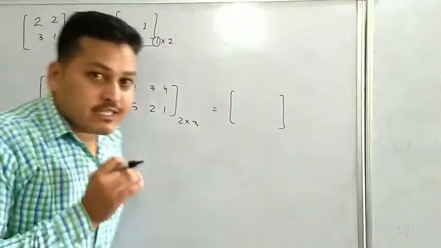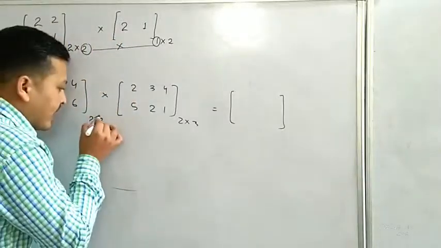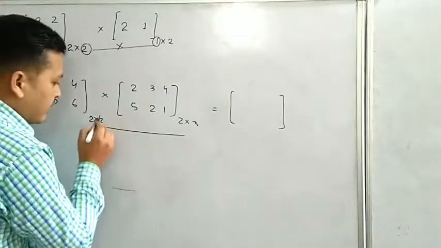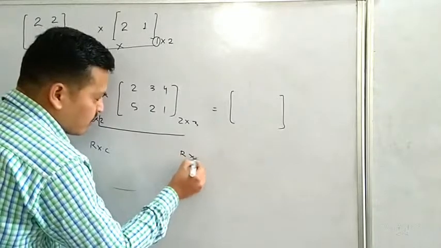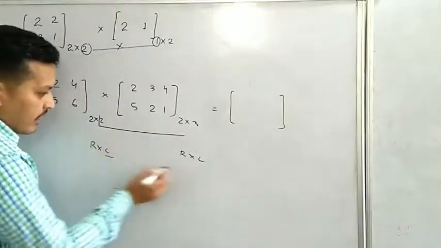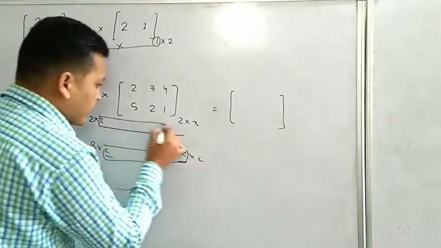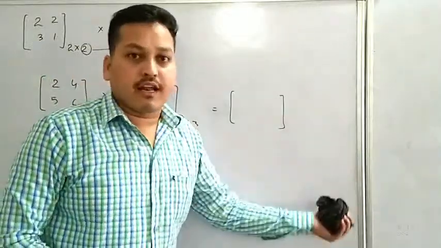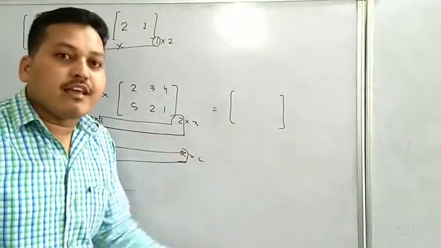First of all check its product: is it possible or not? When these two terms, meaning the outside of the first and the inside of the second, denote row into column, and this is also row into column, so the column and row will be the same. If they are the same to each other, then we can say that the product is possible here. If both are unequal, then the product is not going to be possible.